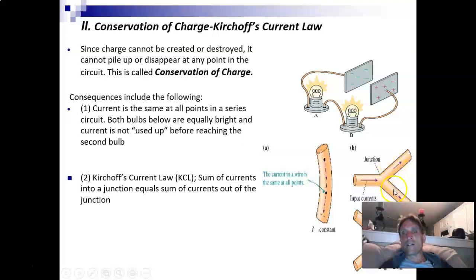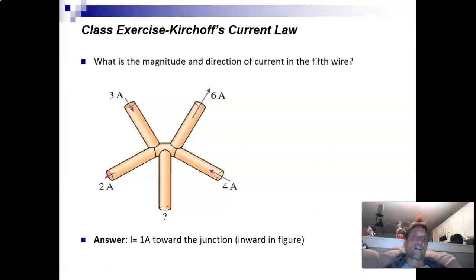The sum of the currents leaving must be the same as the sum of the currents entering the junction. And that's called Kirchhoff's current law. Your author calls it something else, but most of the world calls it Kirchhoff's current law. We'll call it KCL, not to be confused with the chicken franchise. So Kirchhoff's current law says that the sum of the currents coming in equals the sum of the currents coming out. And this is going to form one of our building blocks of circuit analysis in the next chapter. So let's do an example here.